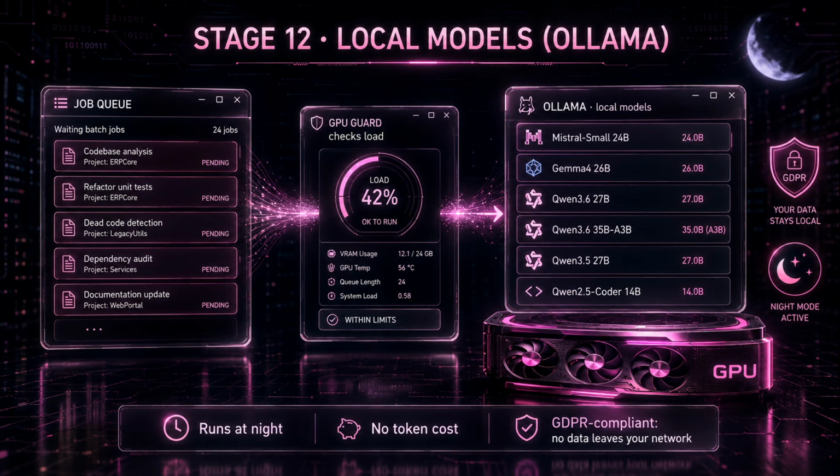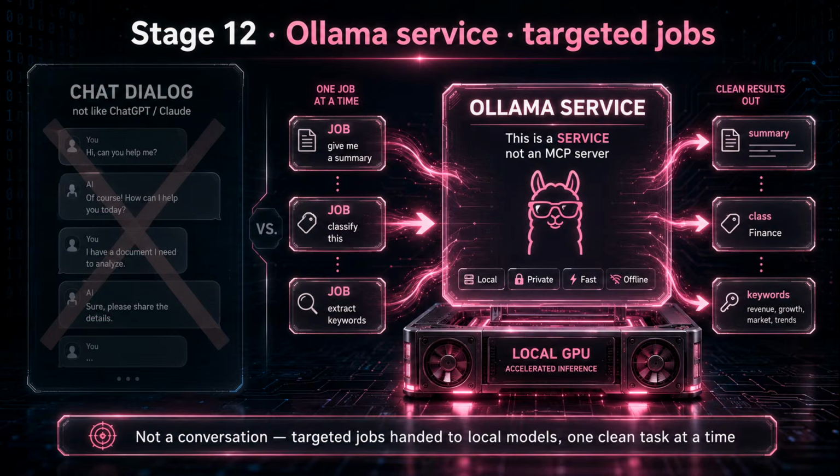Apart from the cost savings, an important point for many is also GDPR. Some data isn't allowed to leave the country, other data not even the company network. This is exactly the gap that local models close. The backend server has gained an Ollama service. This one, for a change, is not an MCP server.